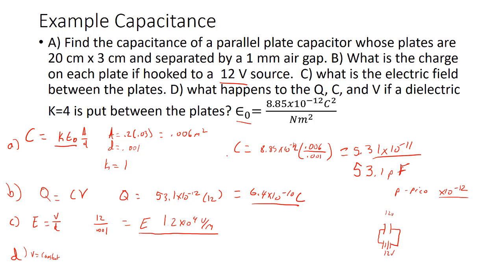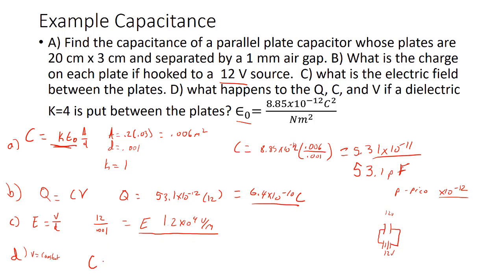That means Q and C are going to change. I know the capacitance is going to change because I just increased it. I increased it by quite a bit. I put a K of 4 in there. So what happens is my capacitance goes up by a factor of 4. And so my capacitance is no longer 53 picofarads. It's whatever 53 times 4 is. 53 times 4 is 212 picofarads.